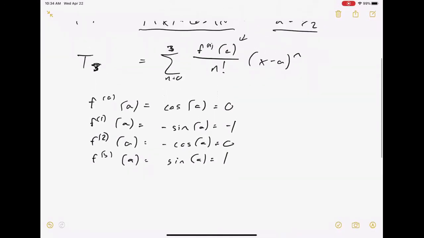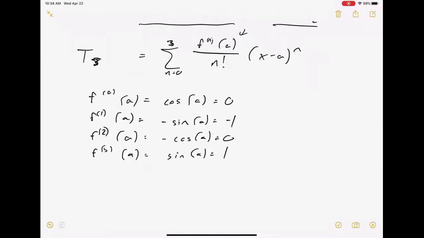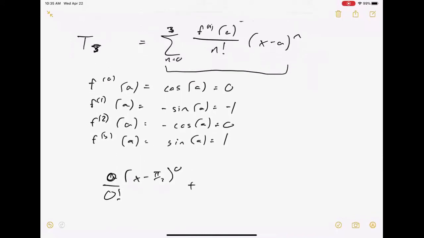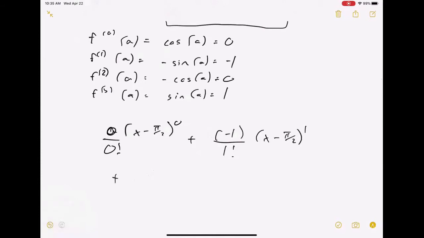So we should just be able to plug these into our equation. So if I plug these into our formula and write out the terms, okay, so let's write these out kind of long form. I'd have 0 over 0 factorial x minus pi over 2 to the 0. Okay, so this is all going to be 0 plus negative 1 over 1 factorial x minus pi over 2 to the power 1 plus 0 plus 1 over 3 factorial x minus pi over 2 to the power 3. Okay, so that should be our Taylor polynomial.